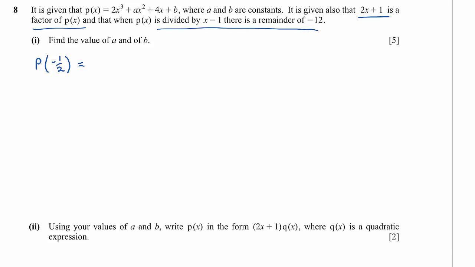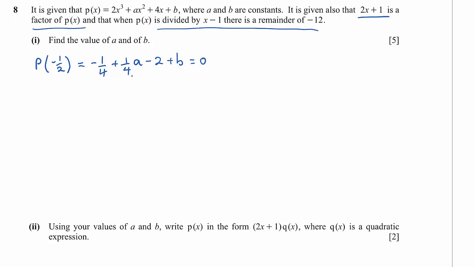So that's going to be 2 times negative a half cubed. So that's 2 times negative 1/8. So that's negative a quarter. Negative a half squared is a quarter, so we've got plus a quarter a. 4 times negative a half, so that's going to be take away 2, plus b. And we know that's a factor, so that's got to come to 0.